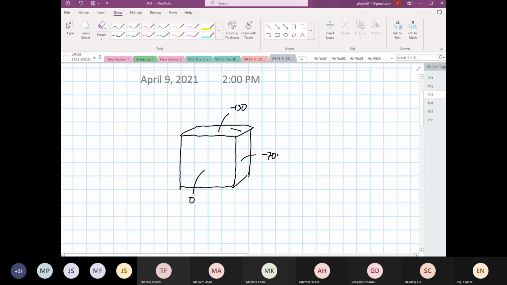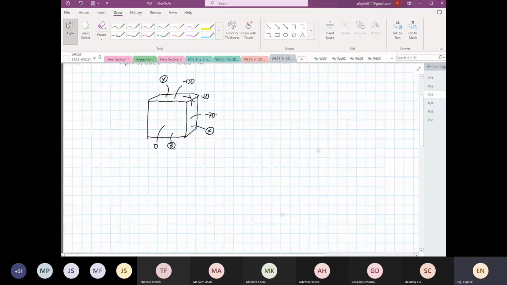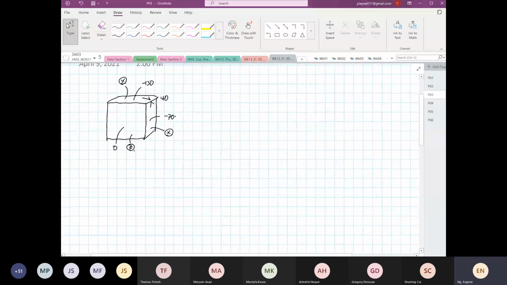The shear is still there. Point X, point Y, point Z. I try to construct as accurately as possible.